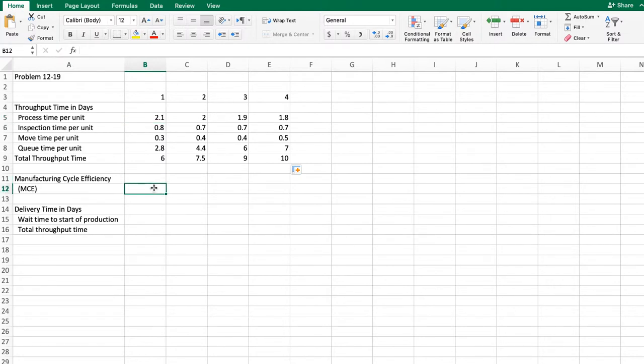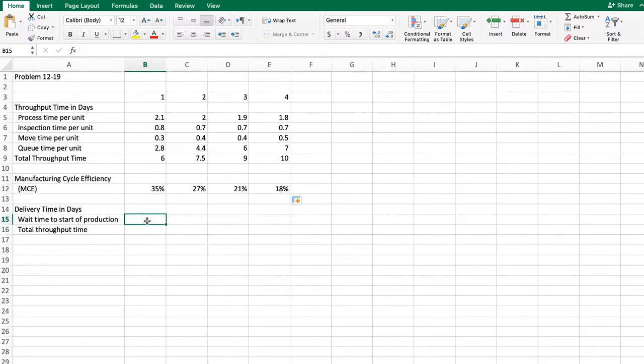Then we want to look at our manufacturing cycle efficiency. And this is our process time divided by our total throughput time, and that's a percentage. So again, we can kind of see what's going on with our manufacturing cycle efficiency. We're not as efficient as we were.